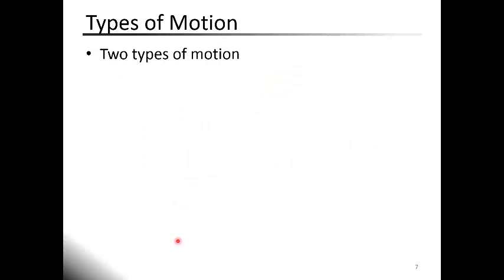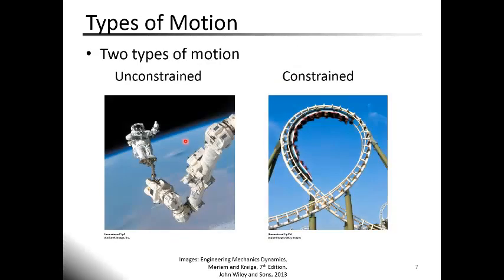So we have two types of motions. The first type of motion is called unconstrained motion. So in this case, for example, if we have a flight, so the flight is flying without any constraints, so it can move in the X, Y, or Z direction. So it can move in a specific direction, and we have the components of the velocity or the position or the acceleration in X, Y, and Z directions. So this is unconstrained motion.